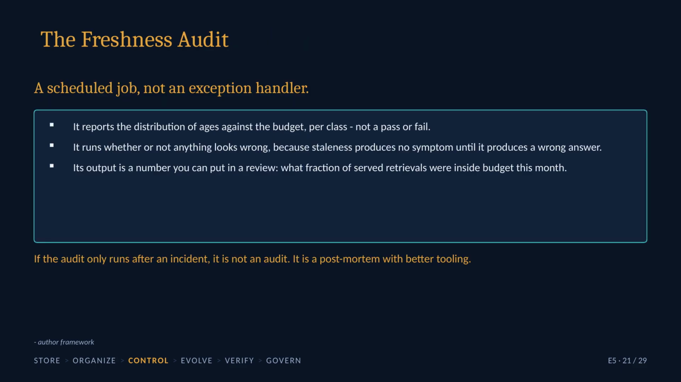Then the audit, and the important word in it is scheduled. This is a job, not an exception handler. It reports the distribution of ages against the budget for each class rather than a pass or a fail, because a distribution tells you where you are heading and a Boolean does not. It runs whether or not anything looks wrong, and that is the whole point, because staleness produces no symptom at all until it produces a wrong answer. And its output should be a number you can put in a review: what fraction of served retrievals were inside budget this month. If the audit only runs after an incident, it is not an audit. It is a post-mortem with better tooling.